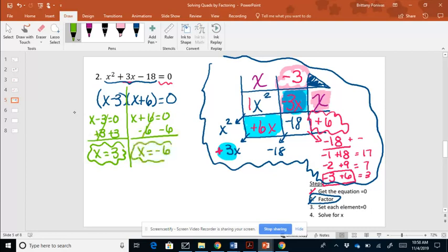negative 6. If you would have had a calculator, you would have put this equation into y1. You would have graphed it, and you don't have to draw this graph. But when you graphed it, it would have crossed at negative 6 and positive 3. Would this graph have been concave up or concave down? How do you know it's going to be concave up? Because A is positive. So it would have been U-shaped and looked something sort of like that.